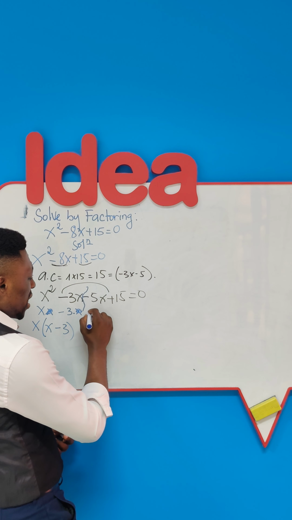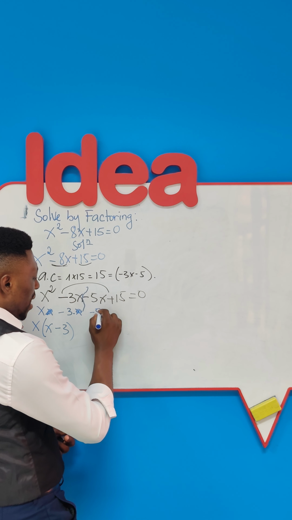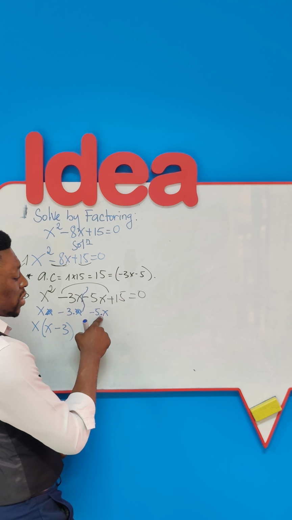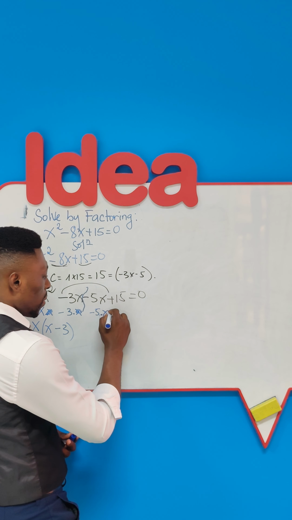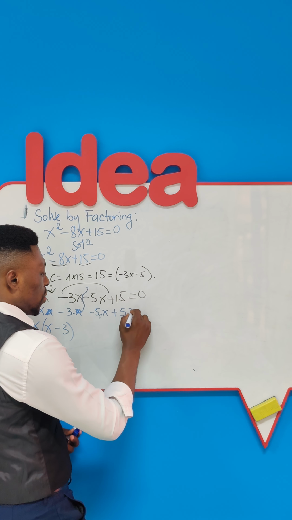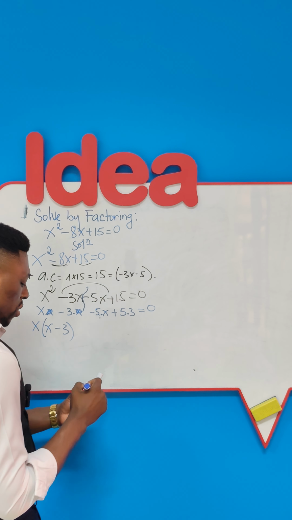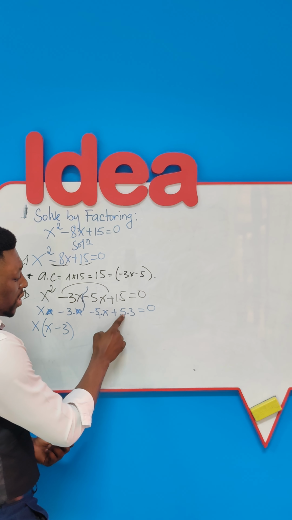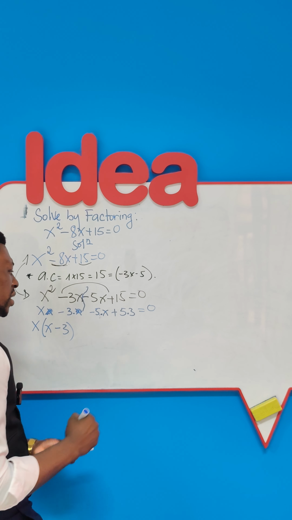So this can be written again as negative 5 times x. Watch out, this is not a decimal, it's a product. And then plus 5 times 3, let's not forget equals 0. So there is a 5 here. Be careful, it's negative, and then there is 5 here. Let me show you how to go about it.